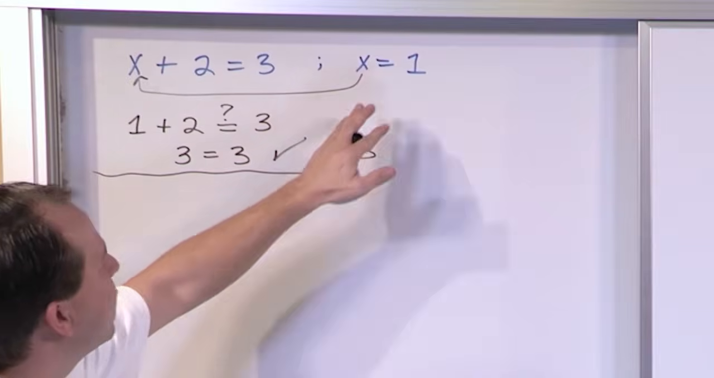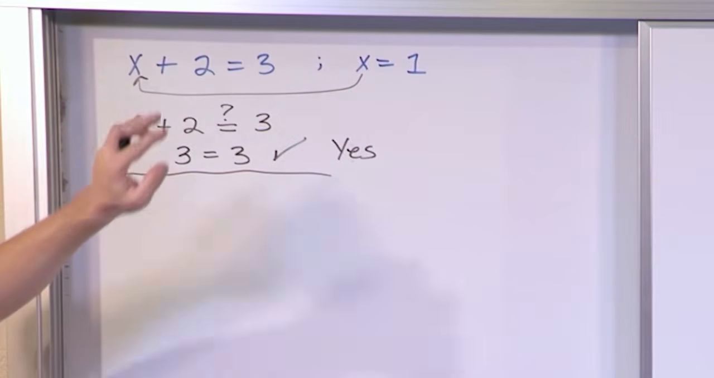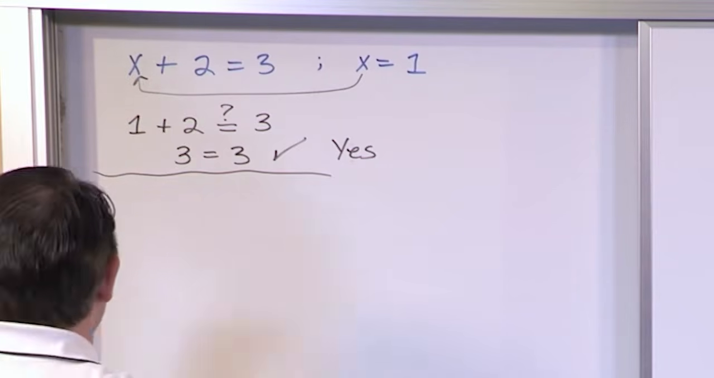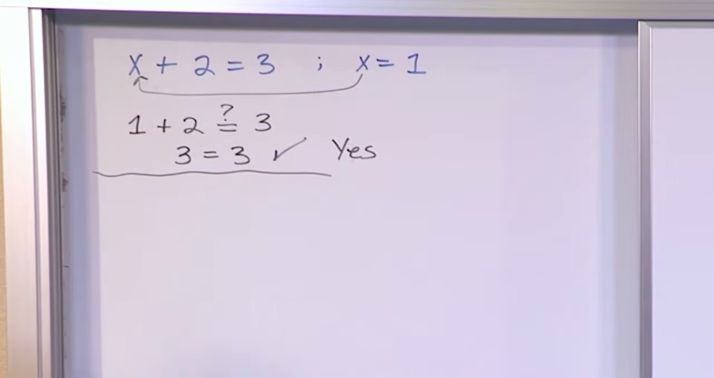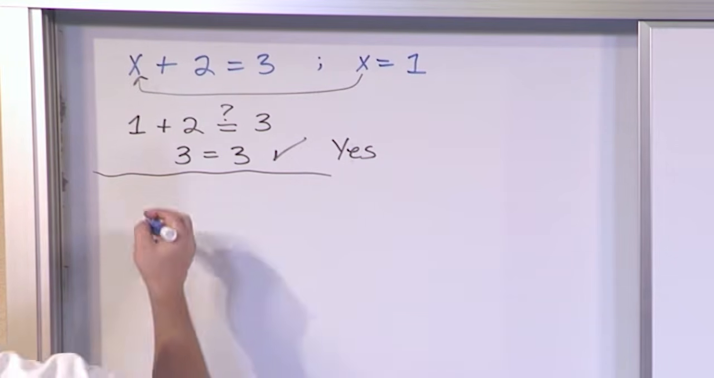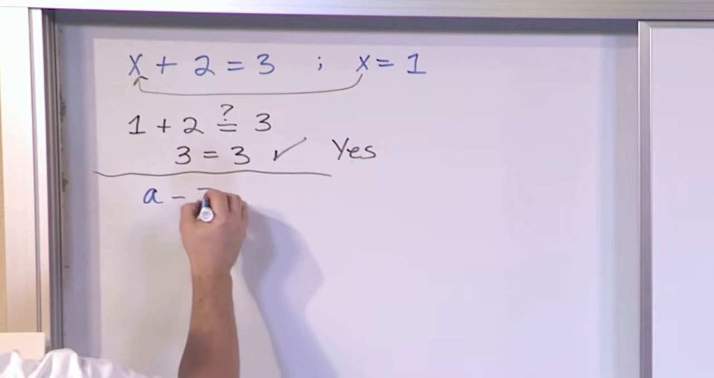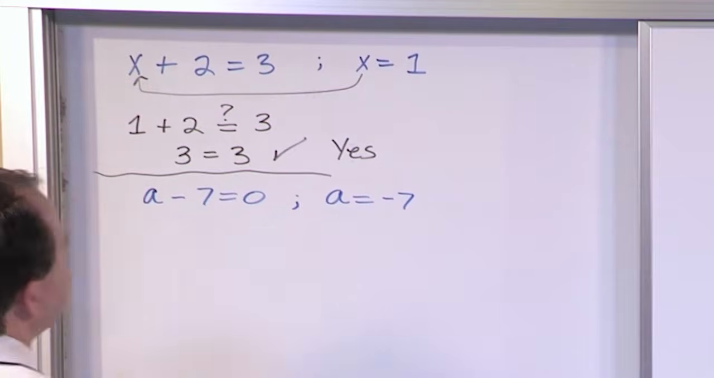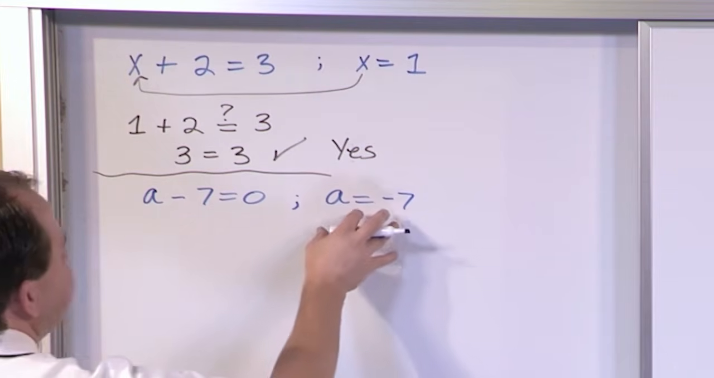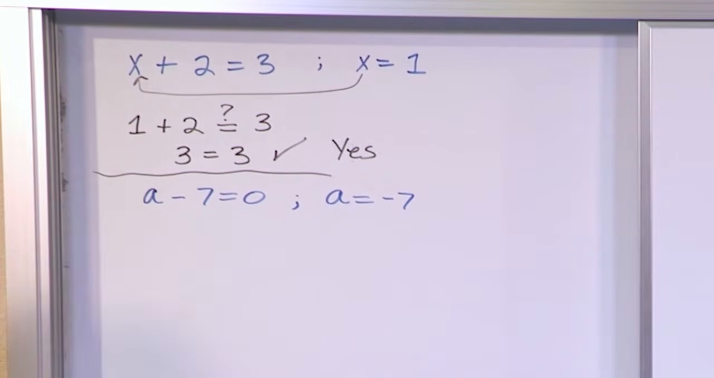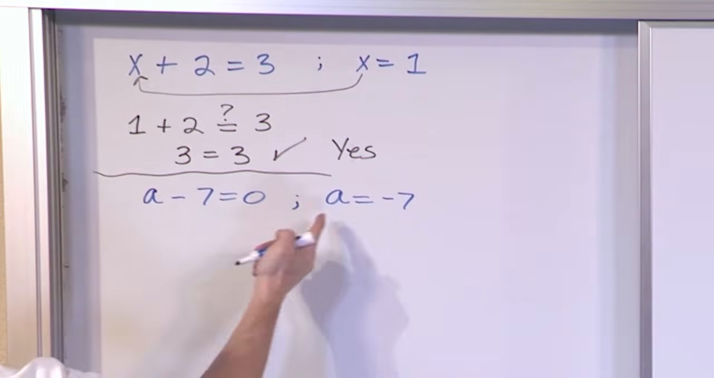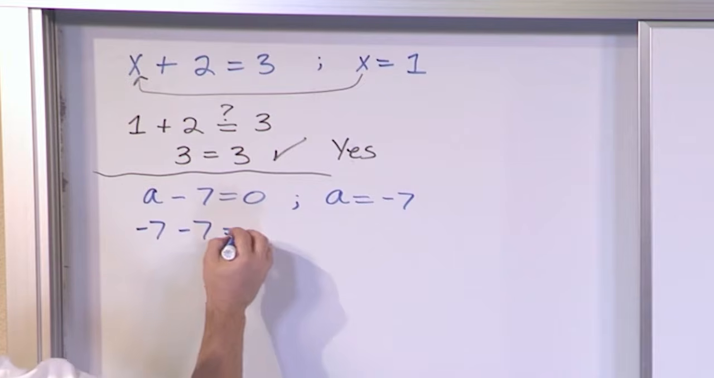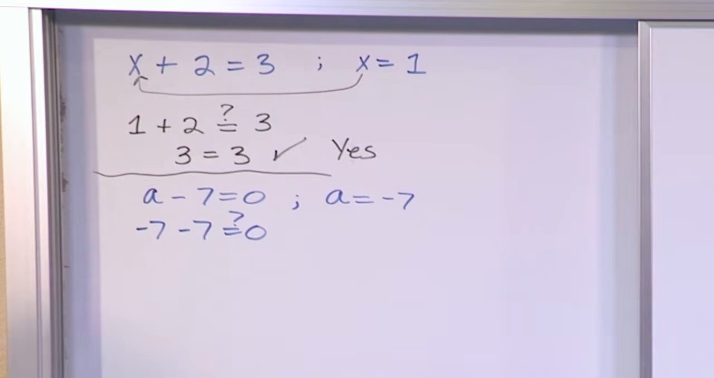And we've proven that it works because we take the answer, we stick it back in there, and we verify that it's true. All right, so let's do another one of these. Let's say we have a minus 7 is equal to 0, and let's say that a is equal to negative 7. We're trying to figure out, is this a valid solution to this equation? So let's put it in there. Negative 7 for a, minus 7, question mark, is that equal to 0?